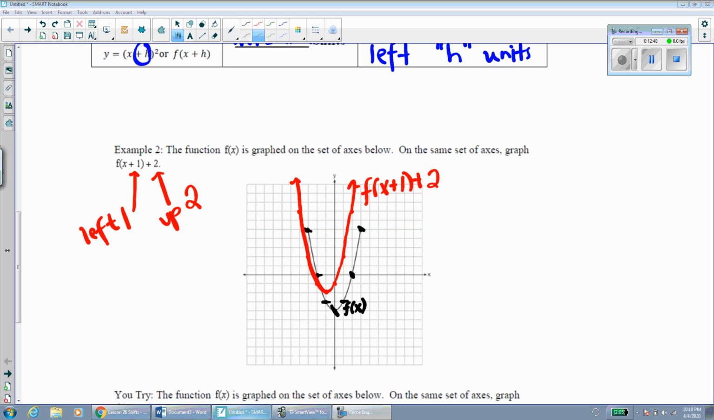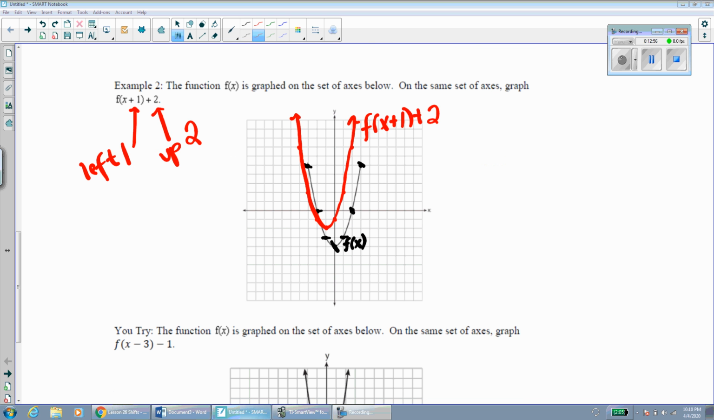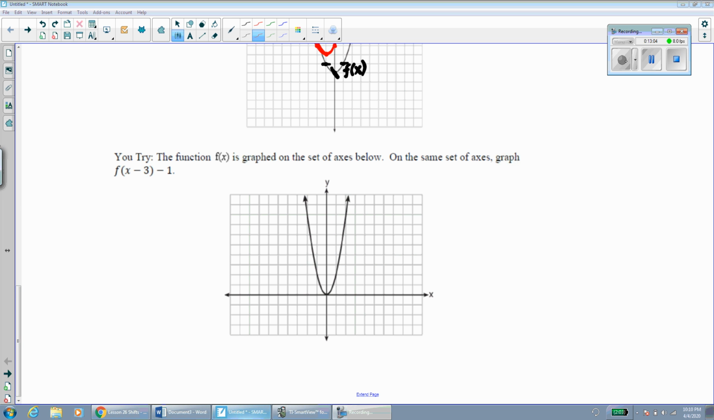This can be a very difficult skill, so please make sure that you are practicing. Okay, let's look at one more example. I would pause the video now, try the next one on your own, and then we'll go through it. Okay, so my you try example says the function f of x is graphed on the set of axes below. On the same set of axes, graph f of x minus 3 minus 1.